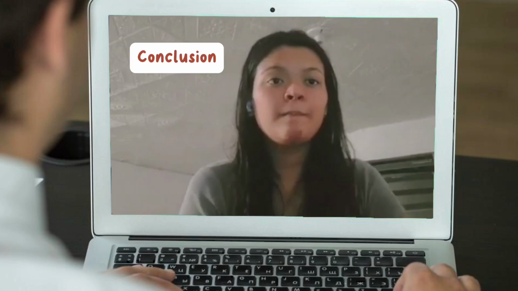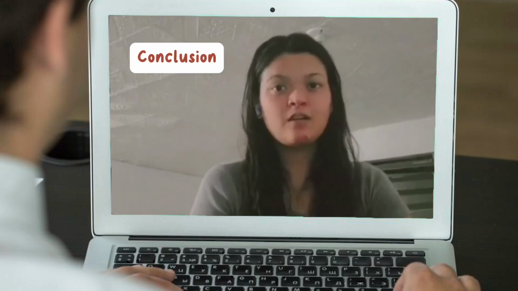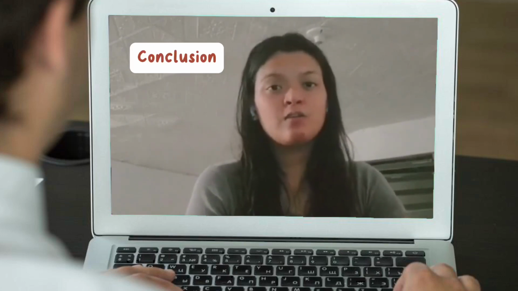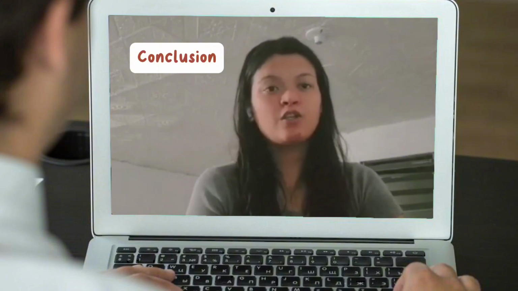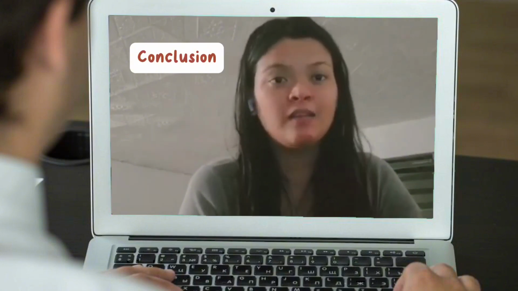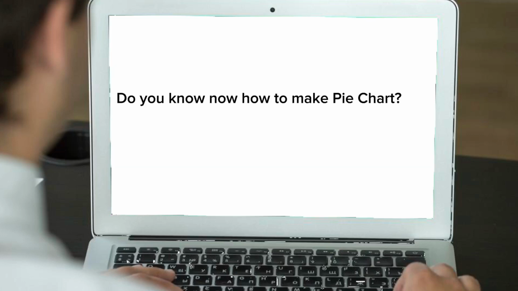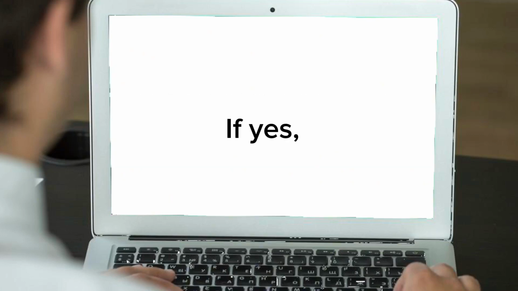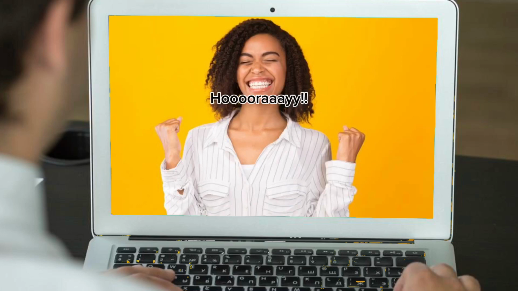It provides a summary of the data represented in the graph and allows us to make observations or draw conclusions based on the information displayed. Do you know now how to make a pie chart? If yes, hooray!